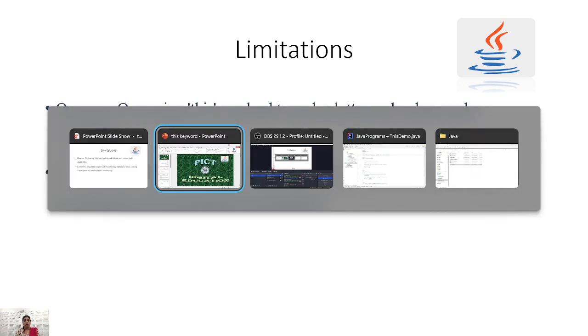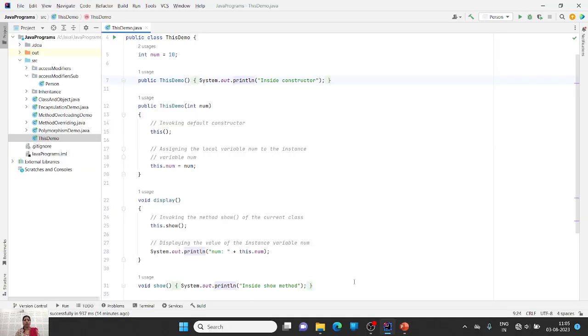Okay, so now let's go through the demo. This is the class. It has a number, 10. It has a default constructor, where we are just printing inside constructor. It also has a second, parameterized constructor, and here I am invoking this. So what will this call? It will call the default constructor, right?